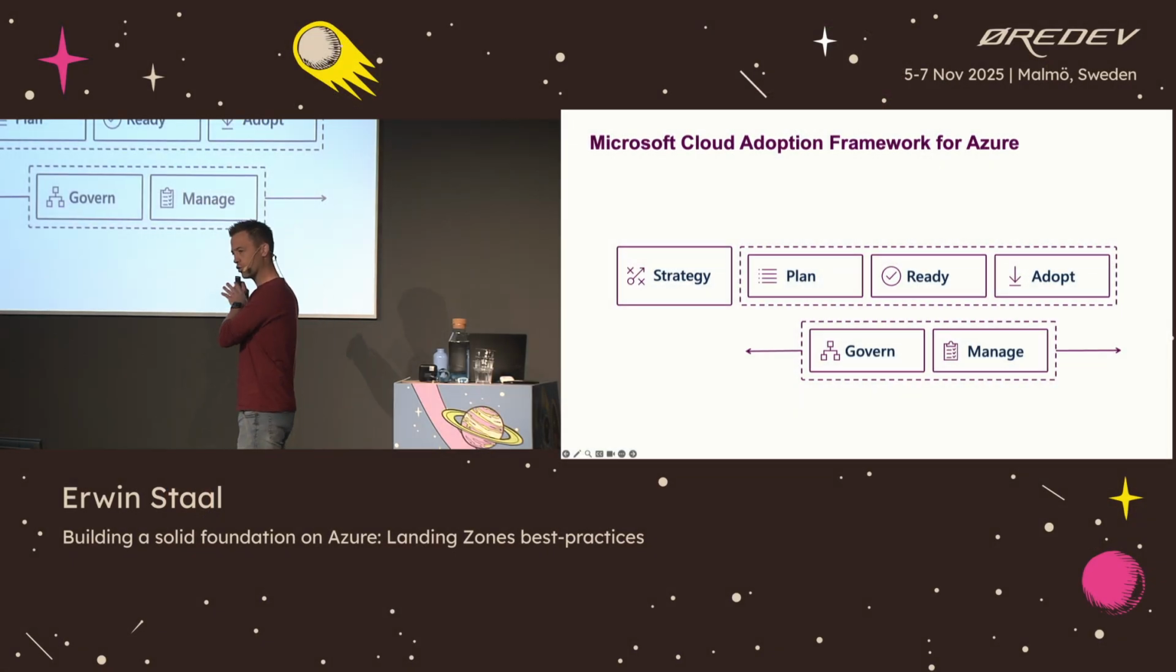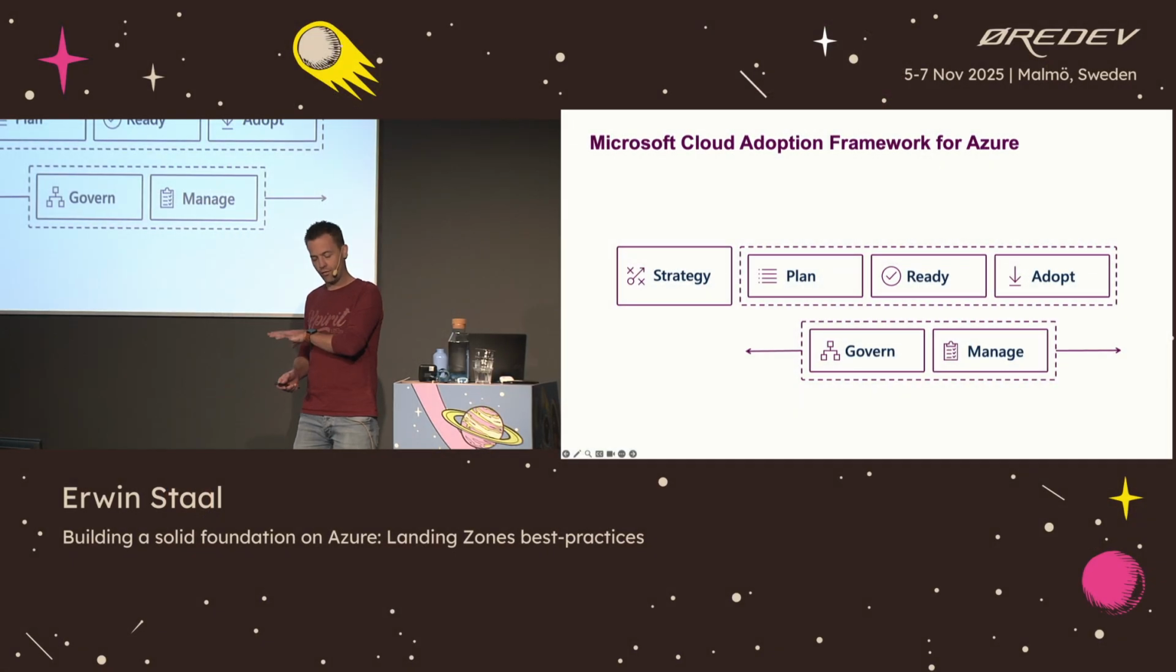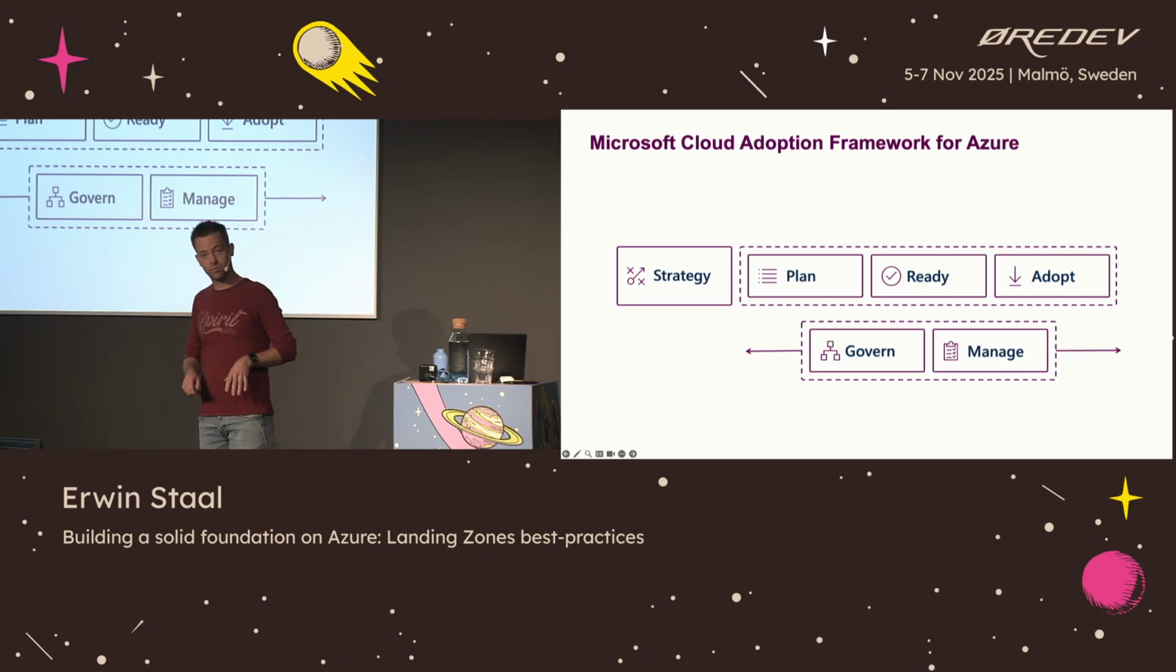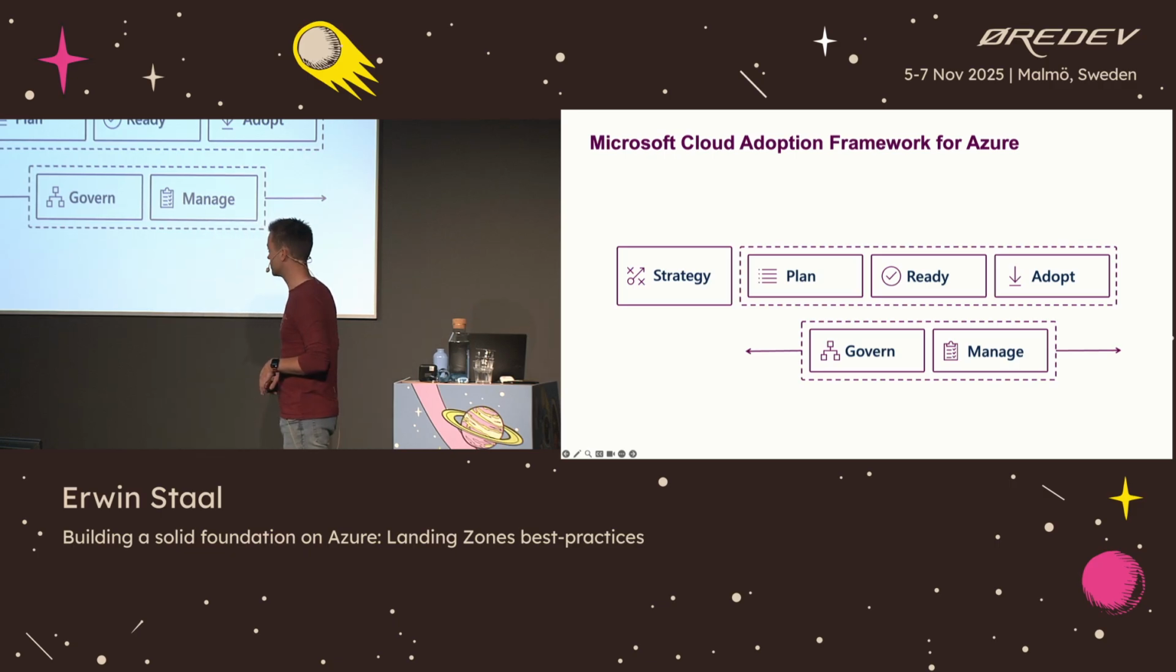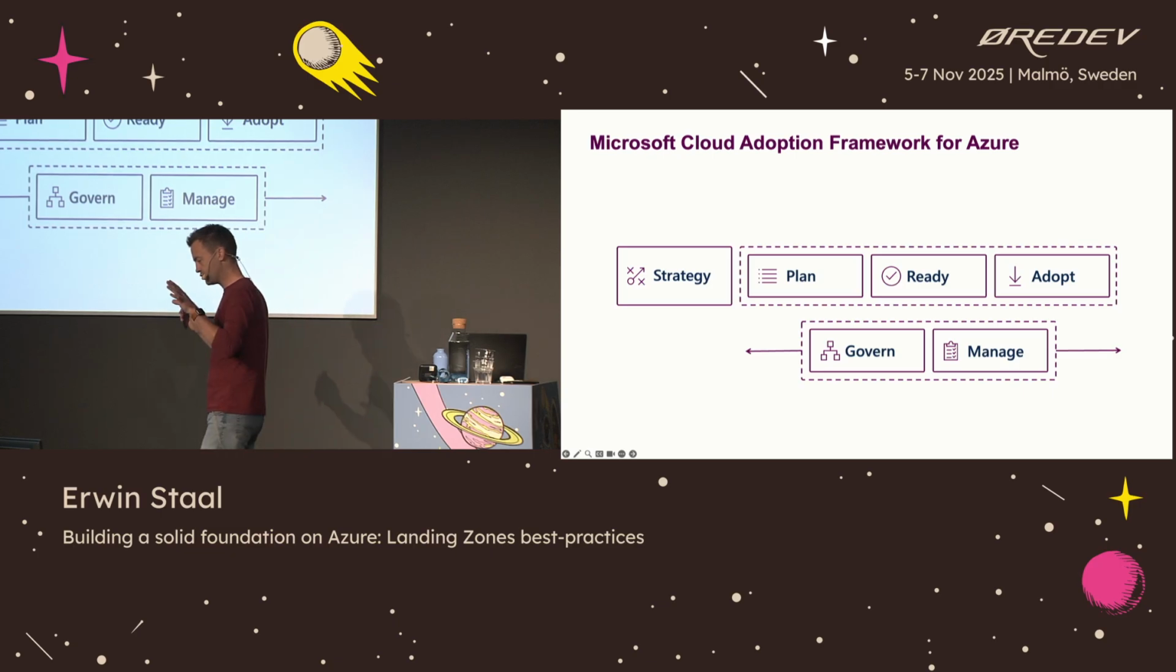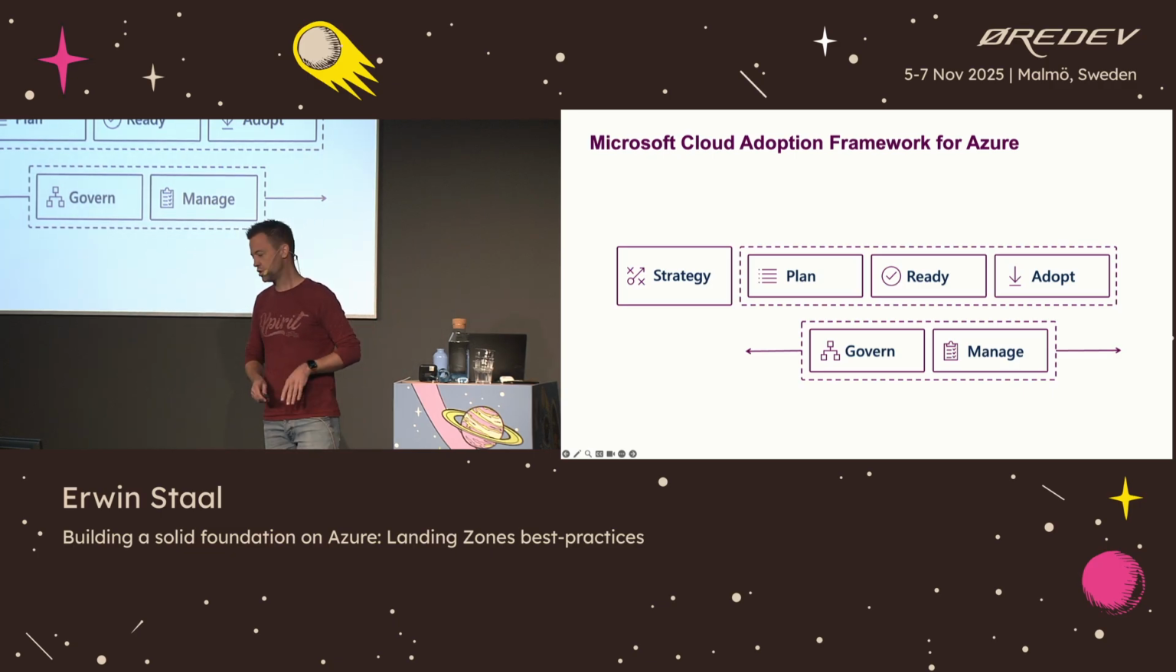And so a lot of organizations, when they start on the Azure cloud, look at the cloud adoption framework from Microsoft, which is a set of documentation with a lot of best practices on how to adopt and move into the Azure cloud. So I'll quickly go over the pillars in here and then show you where landing zones fit in and where it actually shows up.